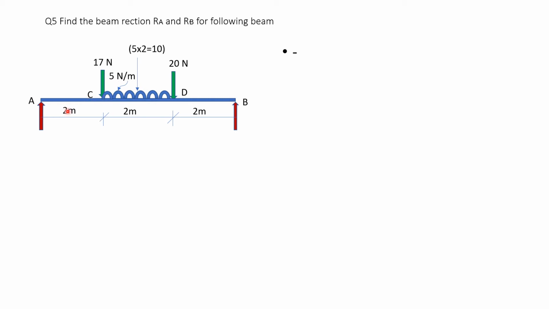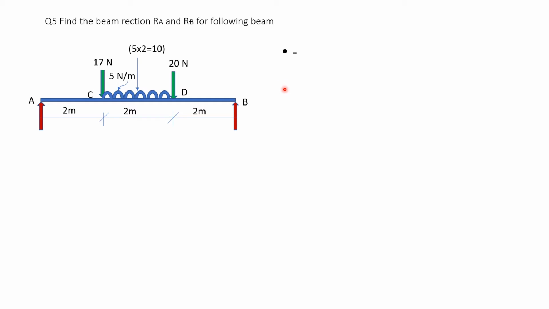And if I calculate the distance from A, it is at 3 meter. So this 5 into 2 is equal to 10. This is the equivalent point load of the UDL. Now let us see how we calculate the reaction.